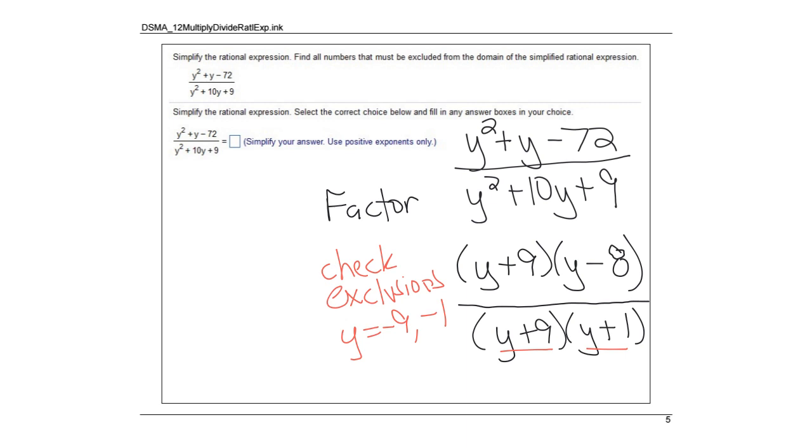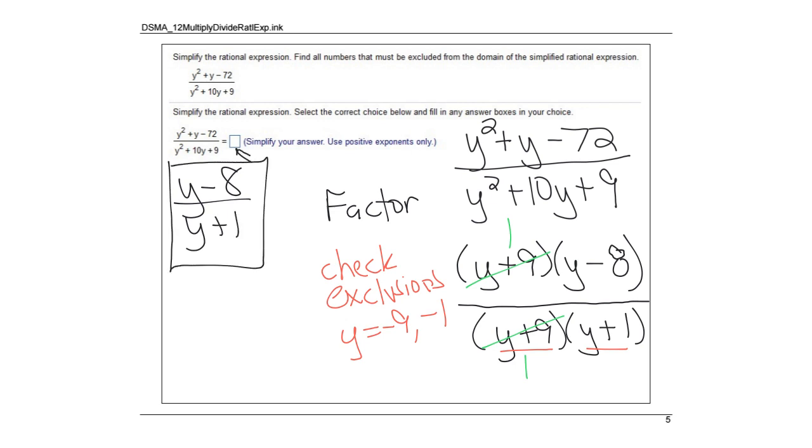All right, now that we have all that, now we can simplify. Well, we only have one thing in common, right? We have this y plus 9, so we can go ahead and divide those and get 1, but that's it. So let's go ahead and grab what's left. Again, you can leave parentheses or not. That's up to you. But that is my simplified answer. And then when they ask me, I'm going to tell them that my two exclusions are negative 9 and negative 1.